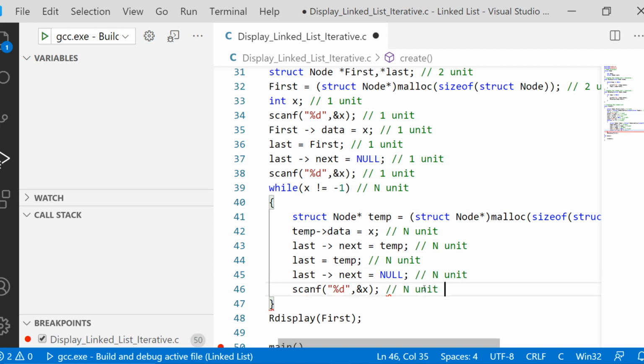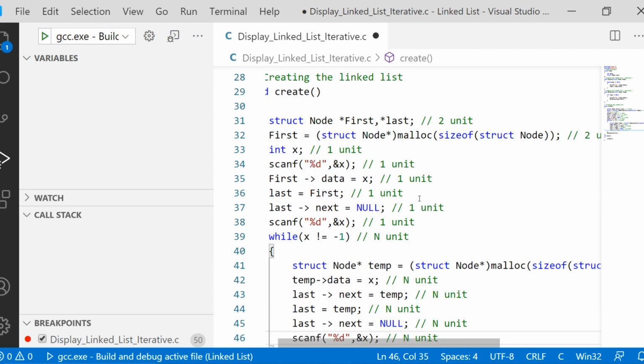Fine. Now, to find the time complexity of the entire program, let us add all the unit times together. So for the create function, let me take T of n as the time function. T of n is equal to adding all the units. Initially you start with 2 units, the next line is also 2, so 2 plus 2, 4. Then it is 1 plus 1 plus 1 plus 1, so 1, 2, 3, 4, 5, 6.